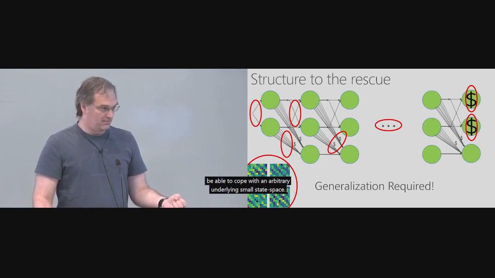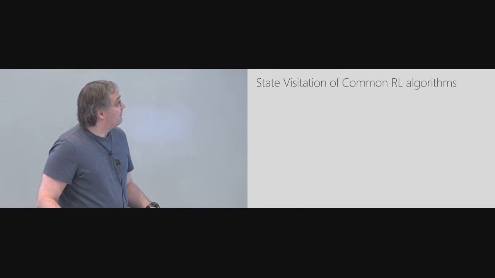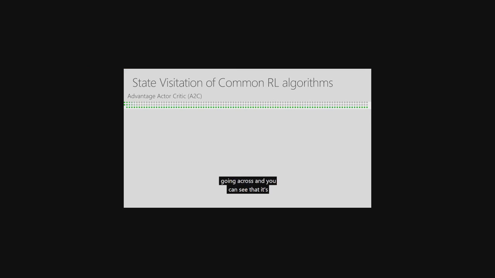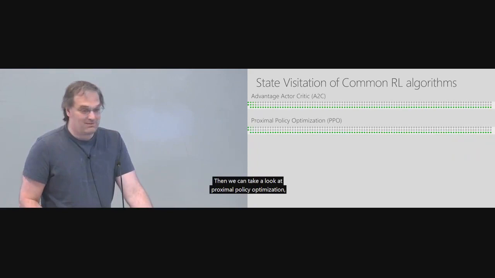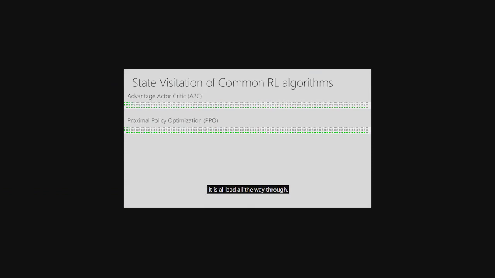Okay, so we can try this out on various common reinforcement learning algorithms. One of these is advantage actor critic. And okay, so we have about 100 different states going across, and you can see that it's only initially that there's any visitation of the upper good states. So not too surprising if you understand how these algorithms work. Then we can take a look at proximal policy optimization, which is another one of these common algorithms people try to apply. And again, it just visits a few of these upper good states, and then it is all bad all the way through.